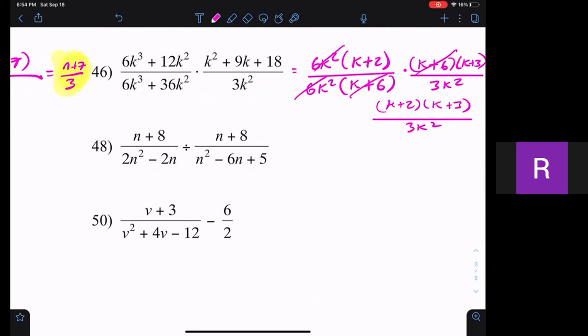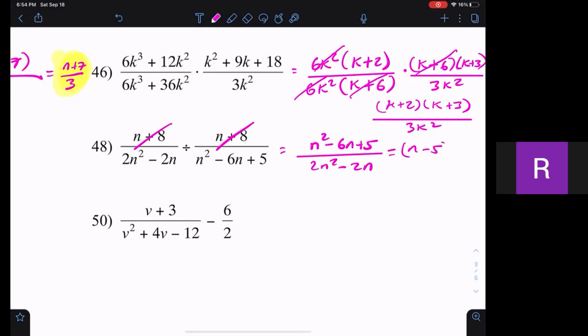This one is n plus 8. So n plus 8 with n plus 8, they're going to cancel out. I already know that. So these two, they simplify, because when you do the flip, then they're going to simplify. So the only thing you have to figure out is this part. n squared minus 6n plus 5 over 2n squared minus 2n, factor. n minus 5, n minus 6, right? And I'm sorry, n minus 5, n minus 1.